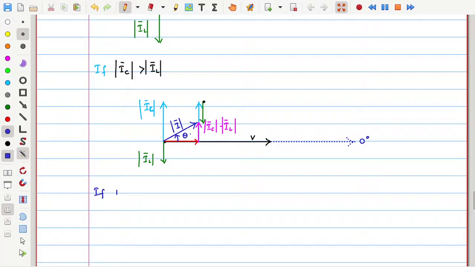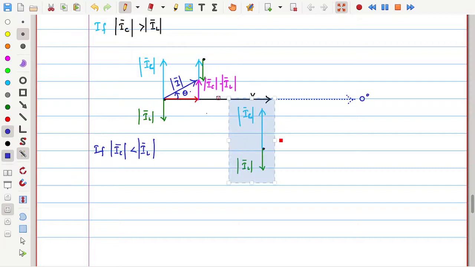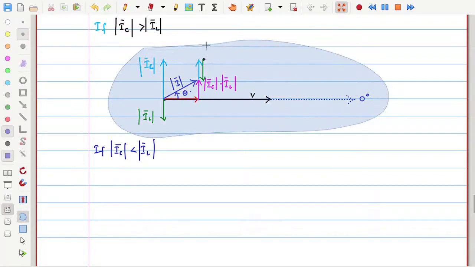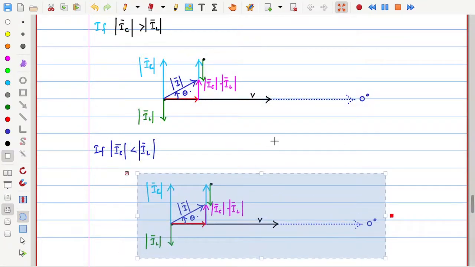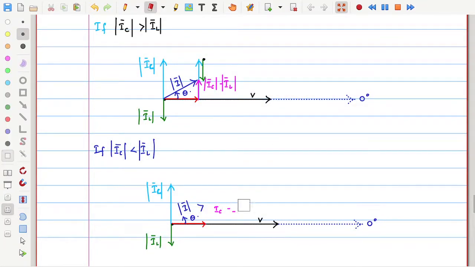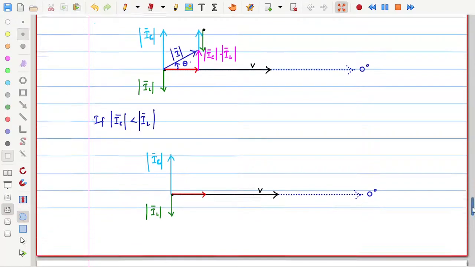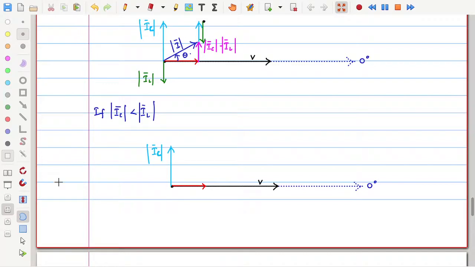If IC is lesser than IL, what kind of diagram will we get? Sorry, let me take this diagram again and quickly produce the corresponding diagram. Now these things will vanish. So now what is more? IL is more. So let me draw this IL with more length than IC. This is the IL magnitude, and IC magnitude let me draw a little smaller like this.